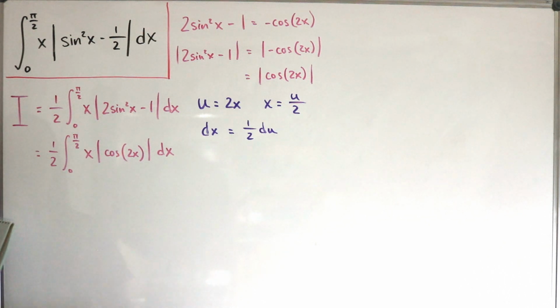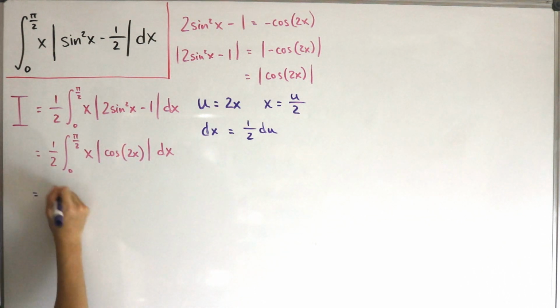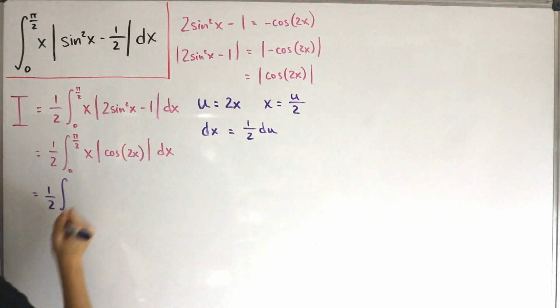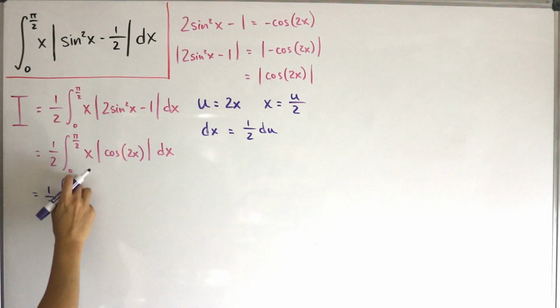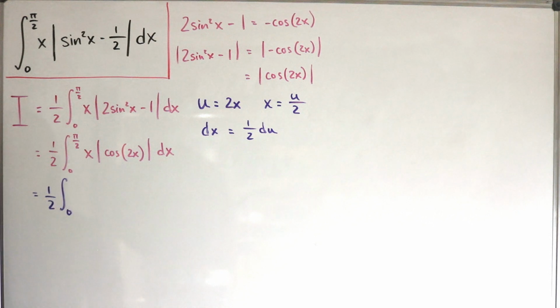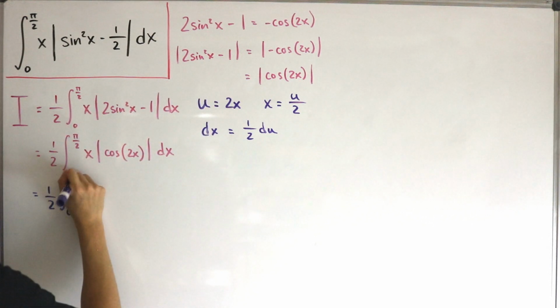Now we just put in that substitution and plug everything back in. So I have 1/2 times the integral. Don't forget to change your bounds. I have 0 here, so that's just going to be 0. And if I have pi over 2 here, that's just going to be pi.